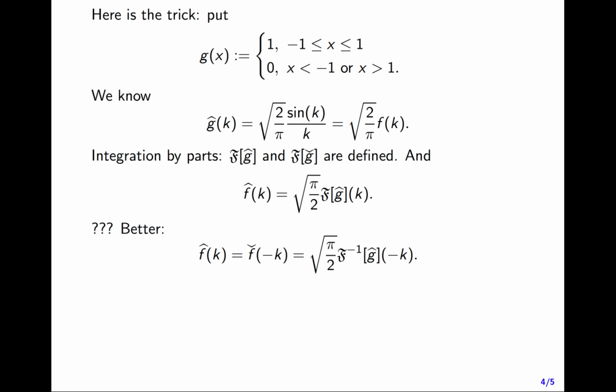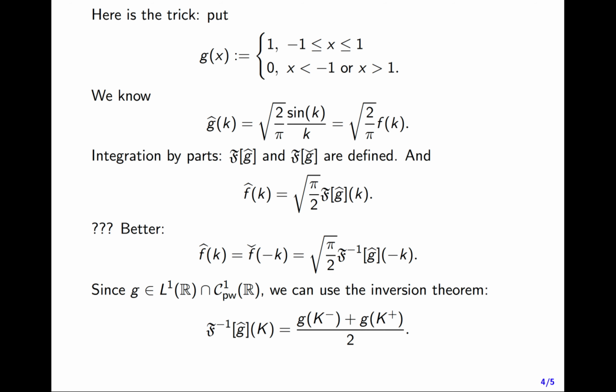So remember, g hat is a scalar multiple of f, so the inverse Fourier transform of f should be a scalar multiple of the inverse Fourier transform of g. And moreover, if I know the inverse Fourier transform of f at minus k, that means I know my original desired quantity, the Fourier transform of f at k. And I like this expression rather more because on the right here I have inverse Fourier transform applied to the Fourier transform of g. And if I'm lucky, a lot of things will cancel out.